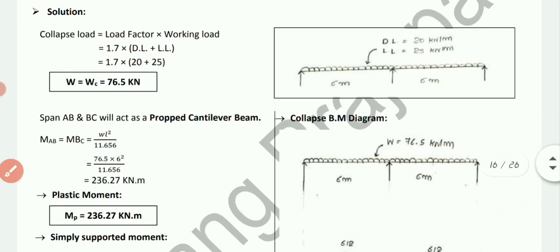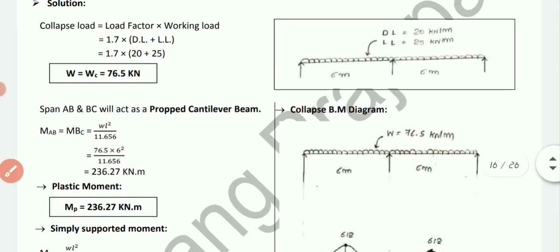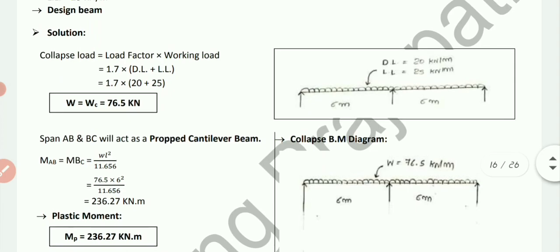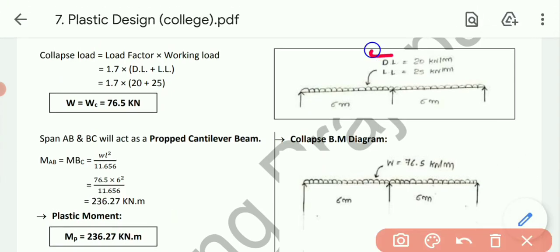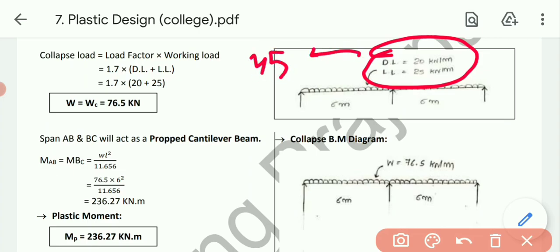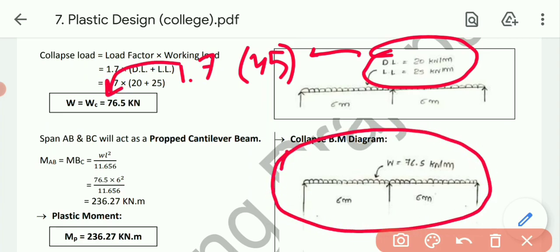Now let's convert this one into this one. The summation of dead load and live load is 45, multiplied by 1.7, so ultimately we got this answer, 76.5. So our final figure will be this one. Giving the notation ABC, it is subjected to a total UDL of 76.5 kilonewton per meter.